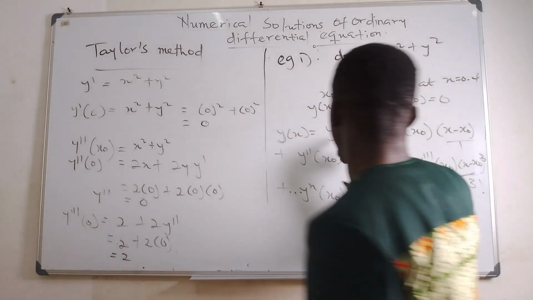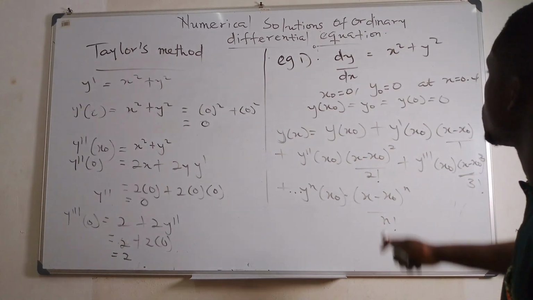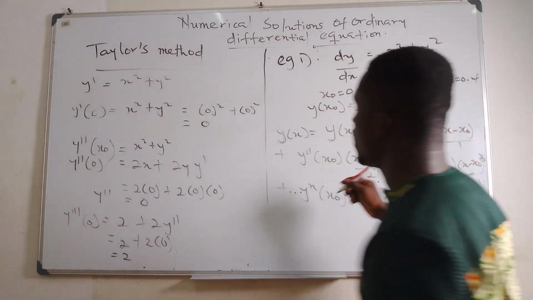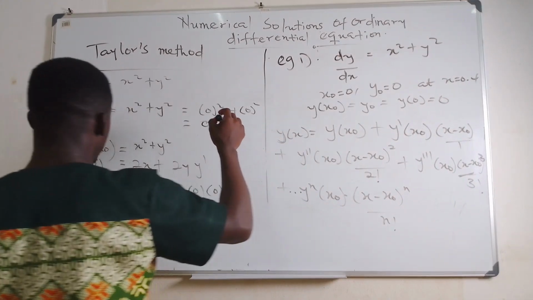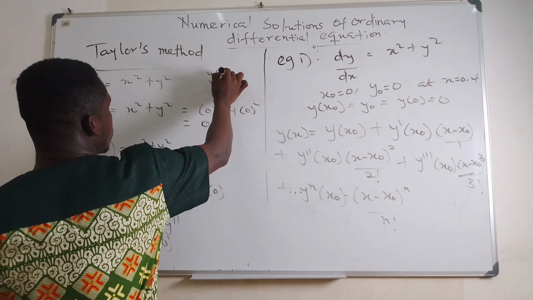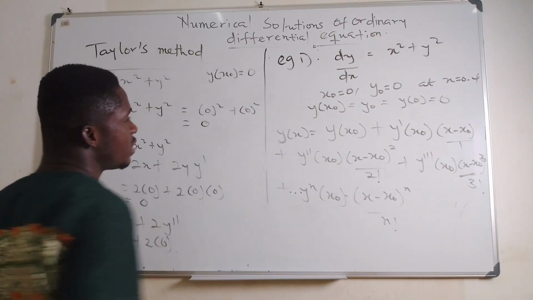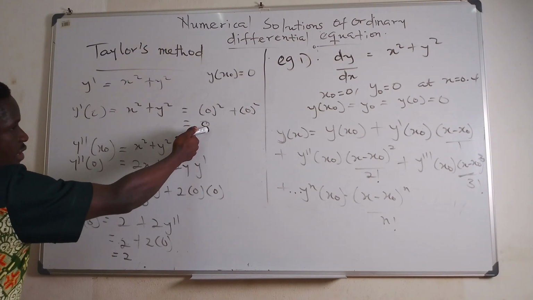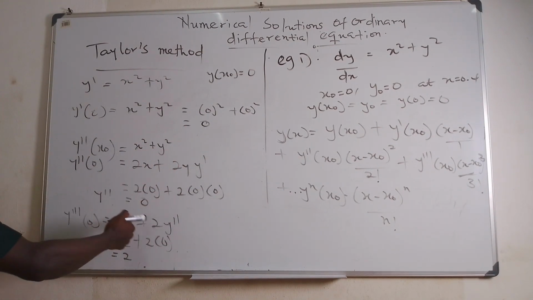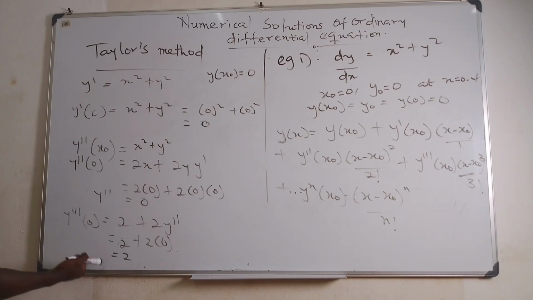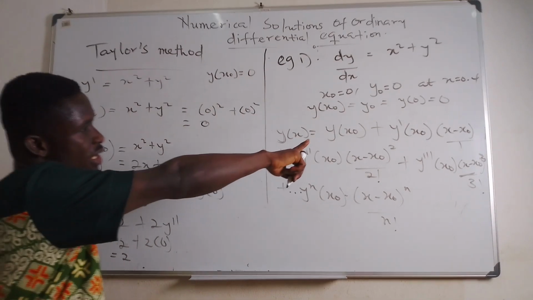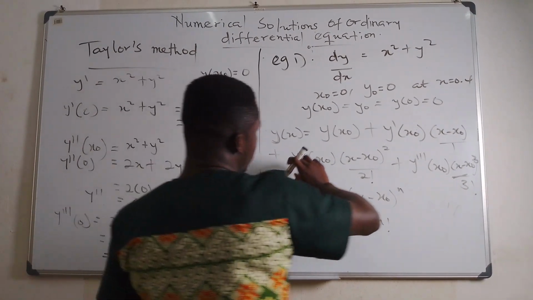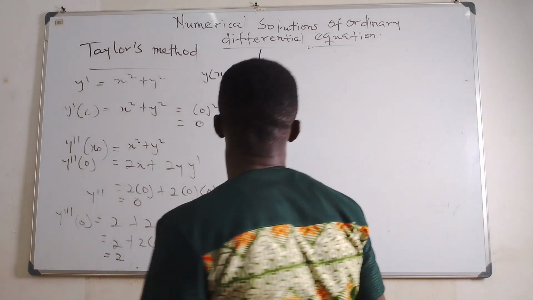Now we've gotten our y of x naught. We know that y of x naught is 0. And we've gotten our y prime of x naught. Y prime of x naught also gave us 0. Y prime prime of x naught also gave us 0. And y prime prime prime gave us 2. So we just place in the value wherever you see the respective derivatives.